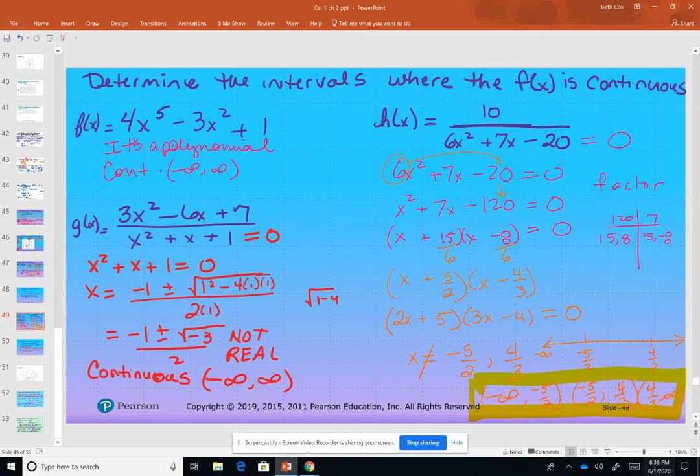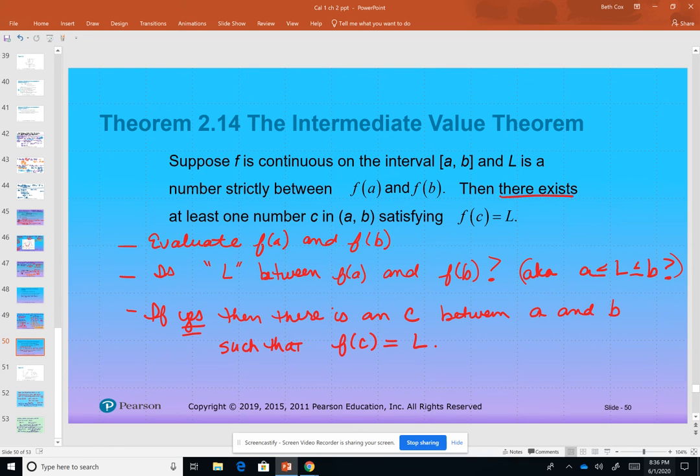All right. Okay, what was our next thing that we wanted to do? Let's see. The intermediate value theorem. All right, the intermediate value theorem says that if it's continuous on an interval and L is a number strictly between, then there exists at least one number, C, satisfying f of C equals L. Well, so what in the heck does that mean? Okay, we're going to come back and we will do a third video on intermediate value.